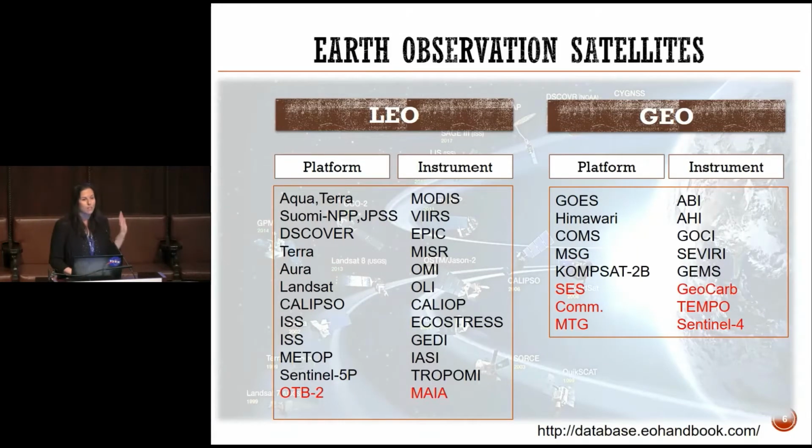So as you see, this is a very, very short list of satellites and instruments that have been used in environmental and health research using satellites. The list in black is current operational satellites and instruments, and the red ones are future instruments and satellites.